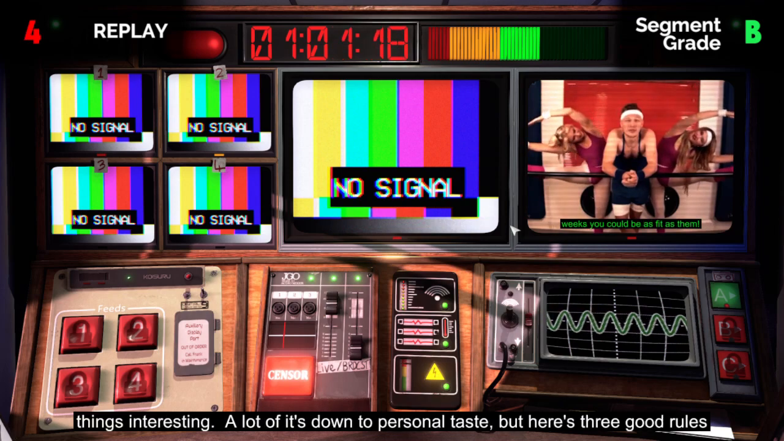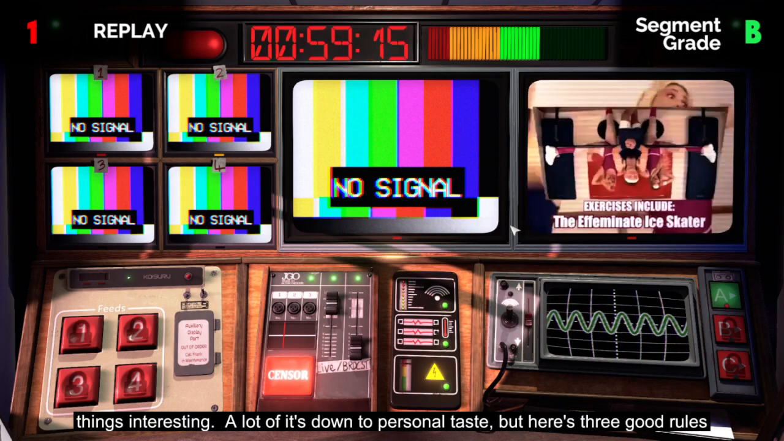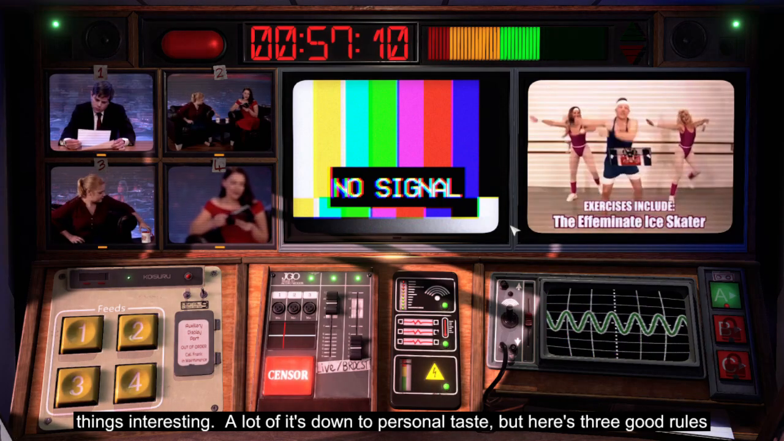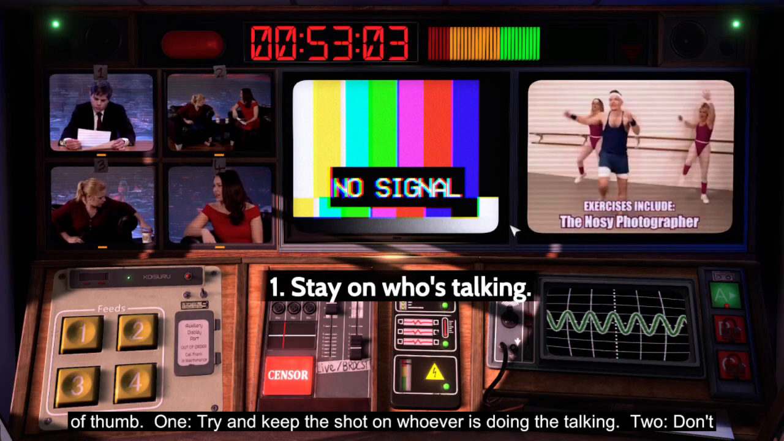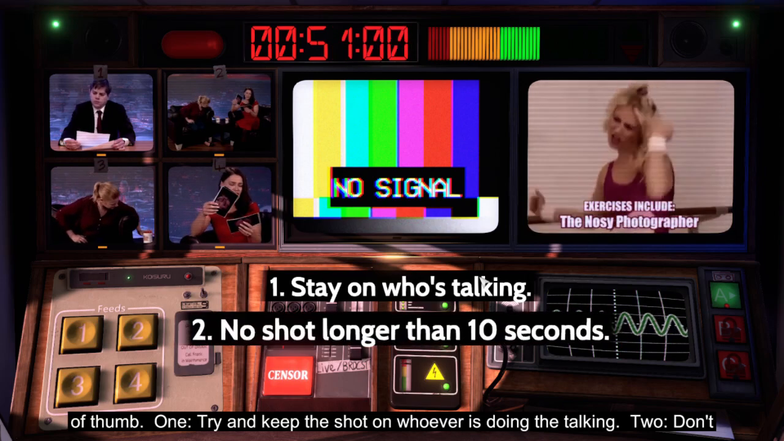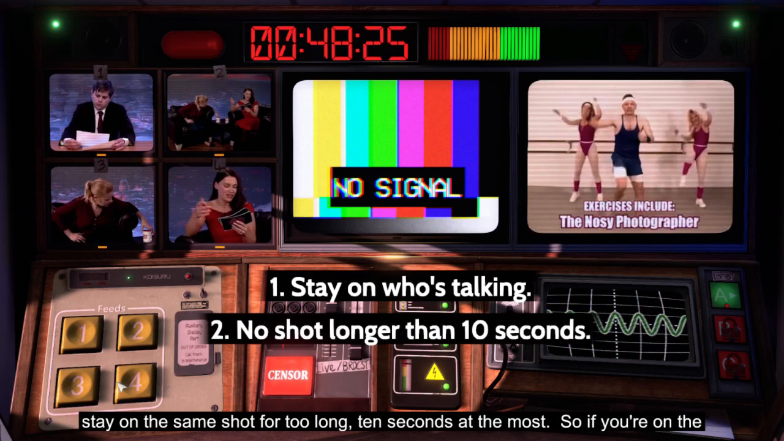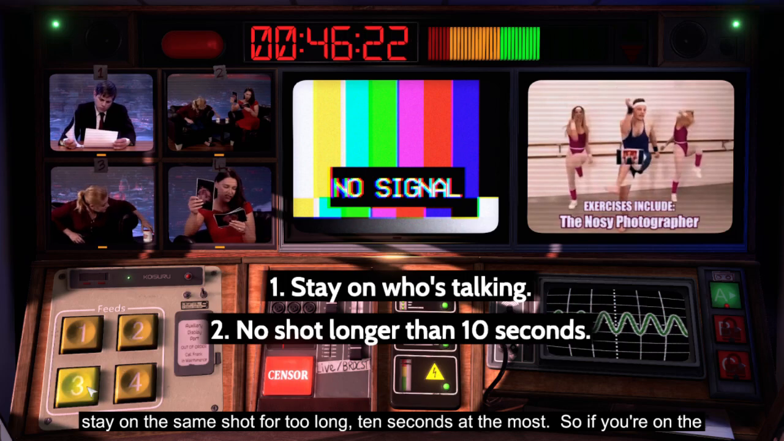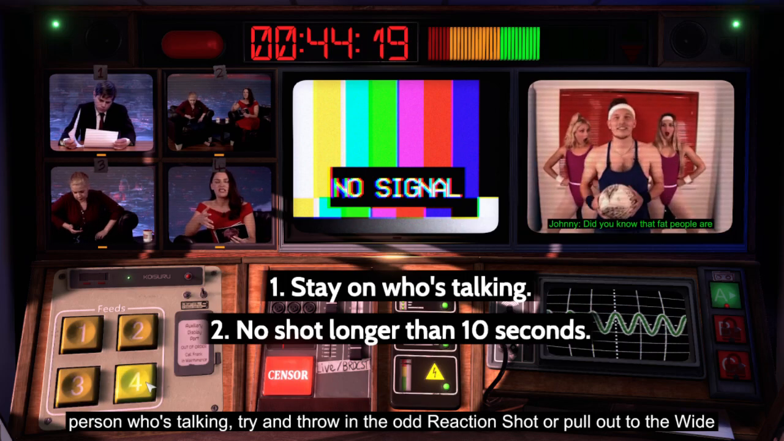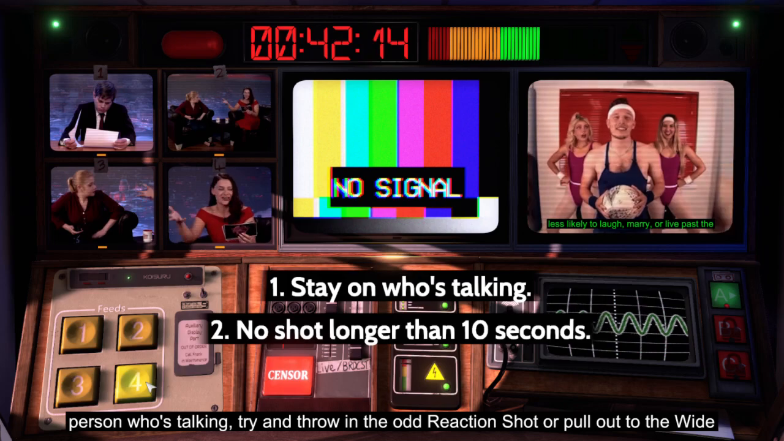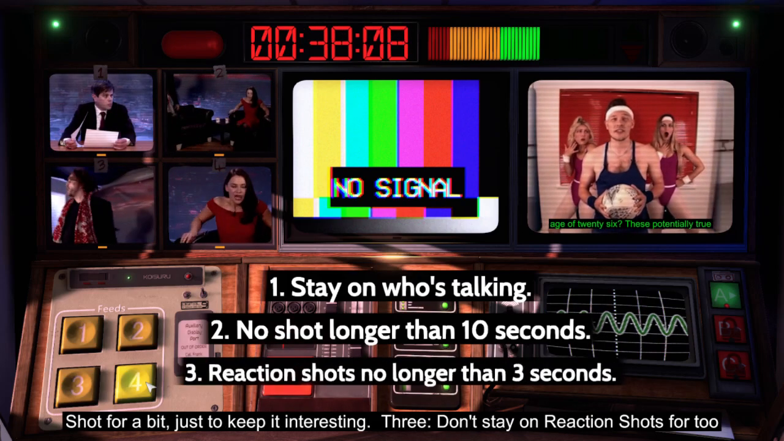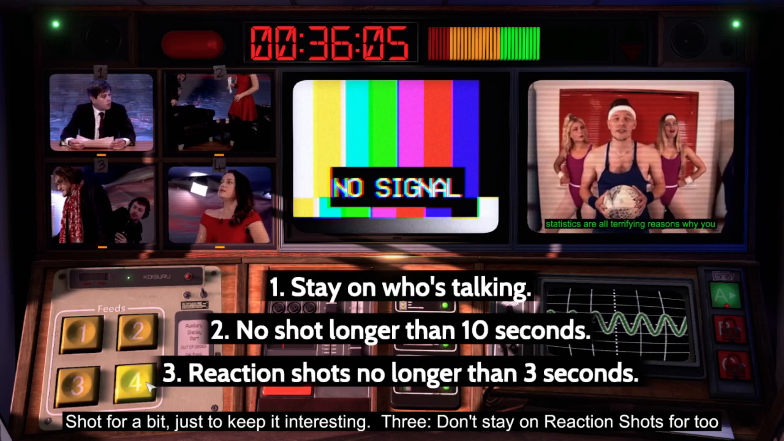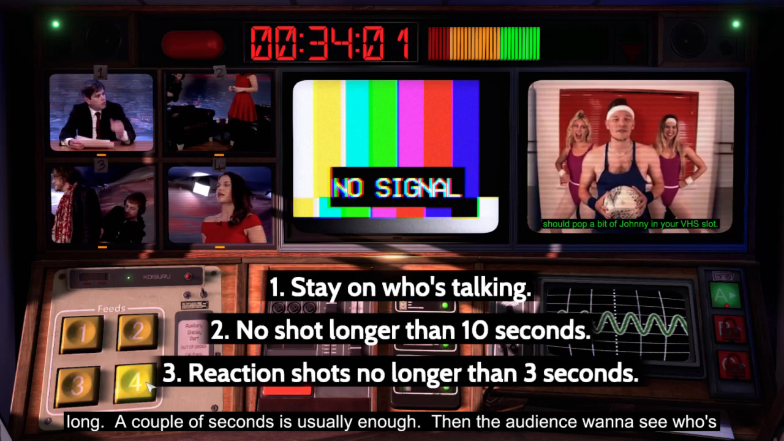Use multiple cameras to keep things interesting. A lot of it's down to personal taste, but here are 3 good rules of thumb. 1. Try and keep the shot on whoever is talking. 2. Don't stay on the same shot for too long, 10 seconds at most. So if you're on the person who's talking, try and throw in the odd reaction shot or pull out to the wide shot for a bit just to keep it interesting. 3. Don't stay on reaction shots for too long. A couple of seconds is usually enough.